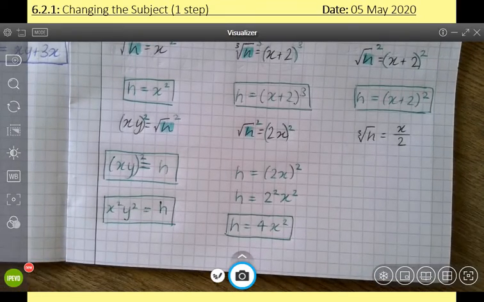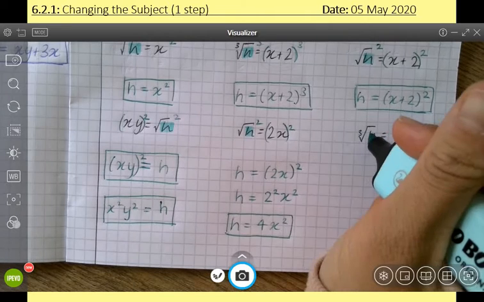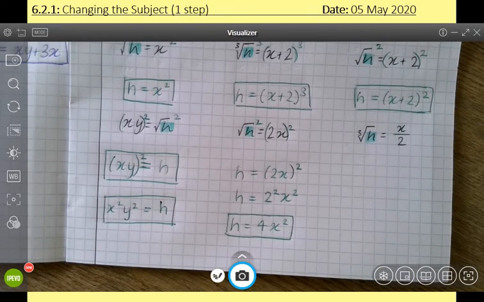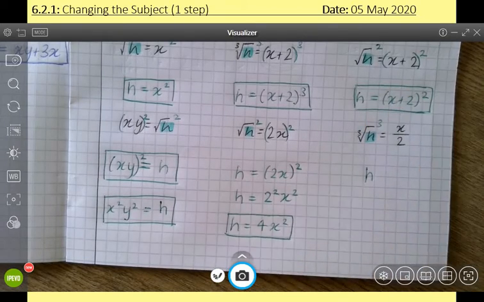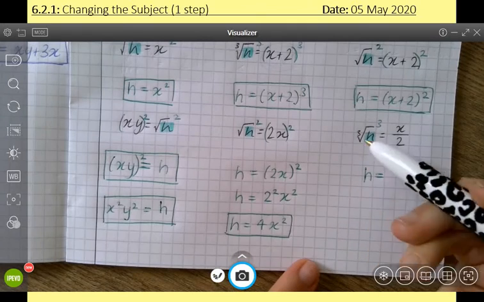And then this last one, I have the cube root of h equals x over 2, and I want to make sure that I make h the subject, so I have to do the inverse of the cube root, which is the cube, and that gives me just h on the left hand side.